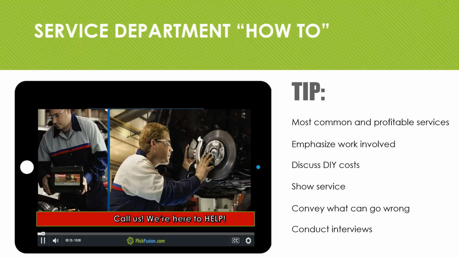Discuss the costs of the parts and the estimated amount of time it takes to complete the service, given the proper tools and experience versus the time it would take if you didn't have the proper tools or experience. Make sure you talk about what could go wrong. The how-to video can be your best marketing tool. These videos are going to be the most searched for videos in your library. Make sure you have these to build credibility, trust with your customers, and your future customers.